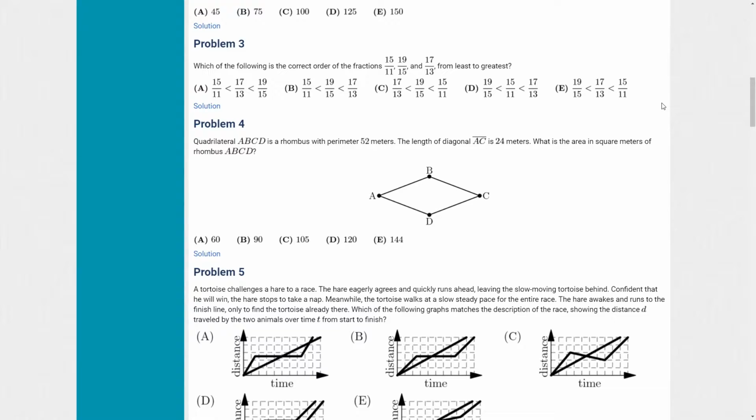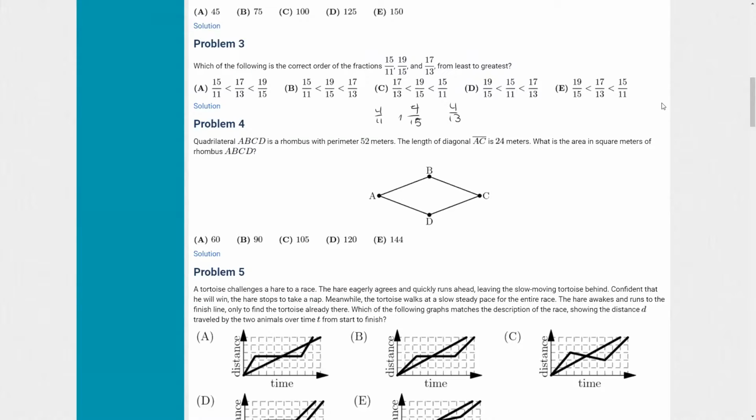What I will do to make this process a little simpler is convert each of these improper fractions into a mixed fraction. So 15 over 11 is equal to 1 and 4 over 11. 19 over 15 is 1 and 4 over 15. And finally, 17 over 13 is 1 and 4 over 13. So as we can see, each of these fractions has 4 as the numerator and a different number as the denominator, and with a 1 in front.